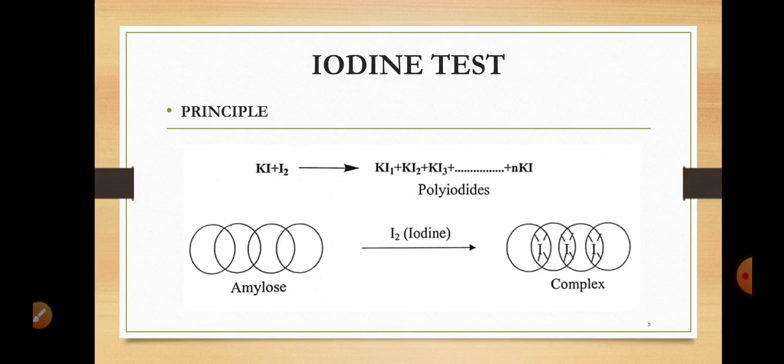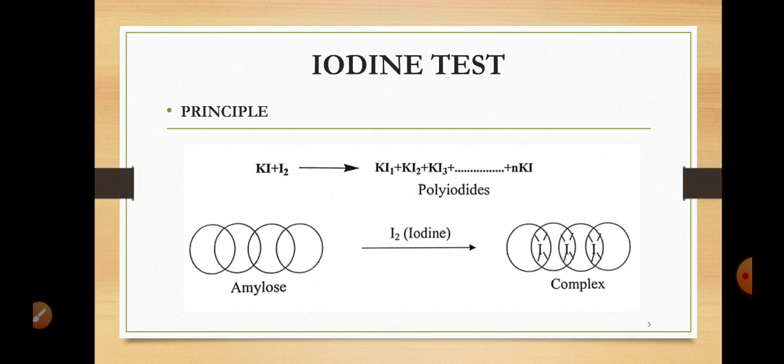Coming to the principle in detail, the amylose component of the starch has a helical structure, that is, a coil structure. When it is treated with the iodine solution, the iodine gets trapped inside the coil-like structure, as you can see on the product side, and the complex has an intense blue color.